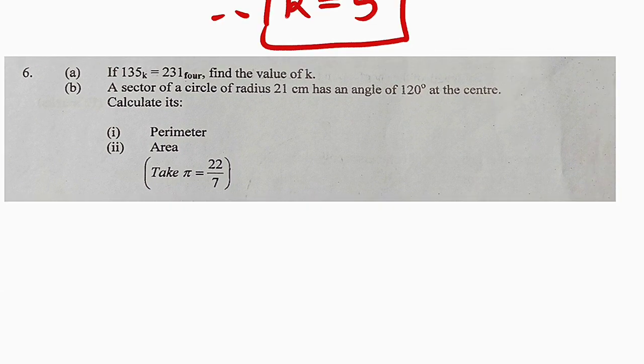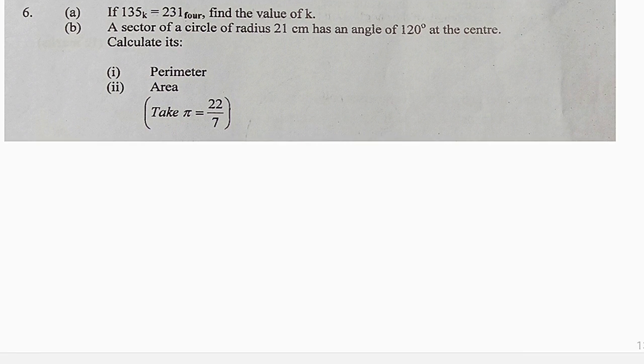So question 6b reads, a sector of a circle of radius 21 cm has an angle of 120 degrees at the center. We are asked to calculate the perimeter as well as the area of that sector. Okay, what is a sector?